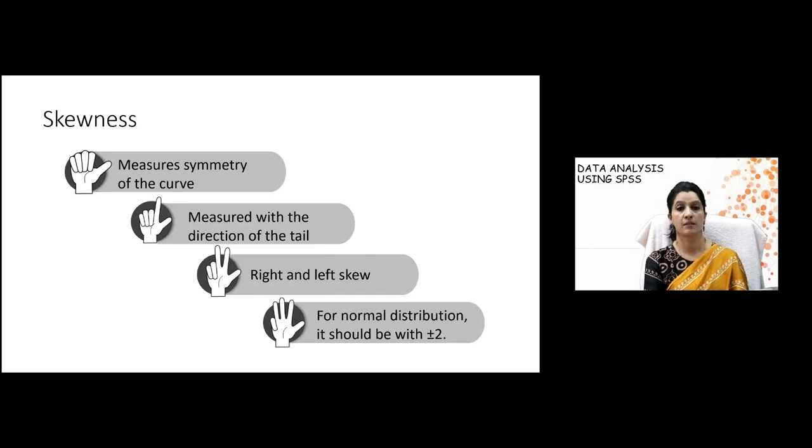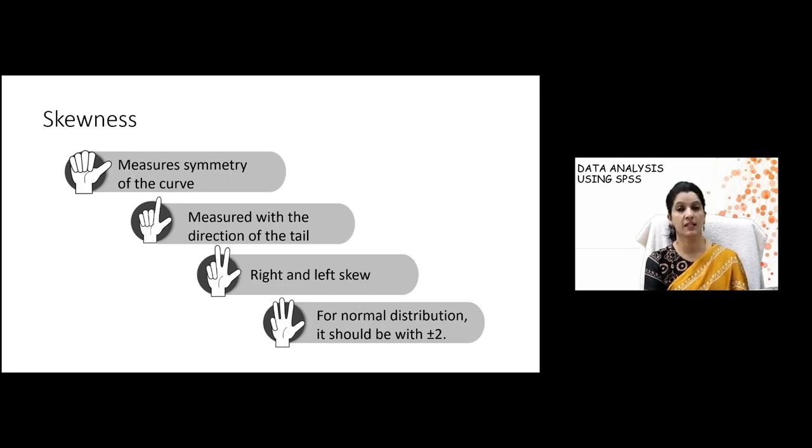For normal distribution, its value should be within plus minus 2. So if it is plus minus 2, that means minus tells you the negative skew or the left skew, plus tells you the positive skew or the right skew.